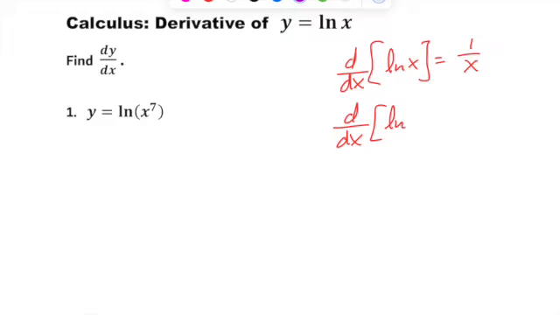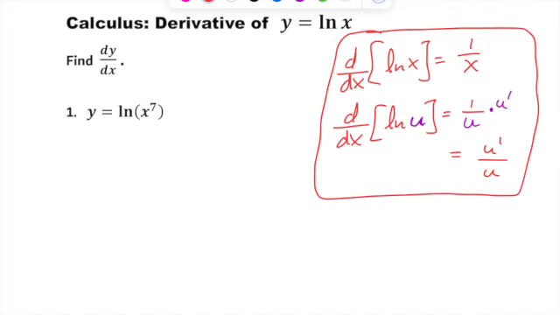So if it's not just ln of x, if there's some other quantity there, and we'll represent that with u, then the derivative is going to be 1 over whatever that u is, but then you have to multiply by that quantity's derivative. So we'll say u prime, and so you'll often see the rule just expressed this way as u prime over u. A lot of kids will go right to that, but however you like to think about it. So let's dive in and do a few examples here.